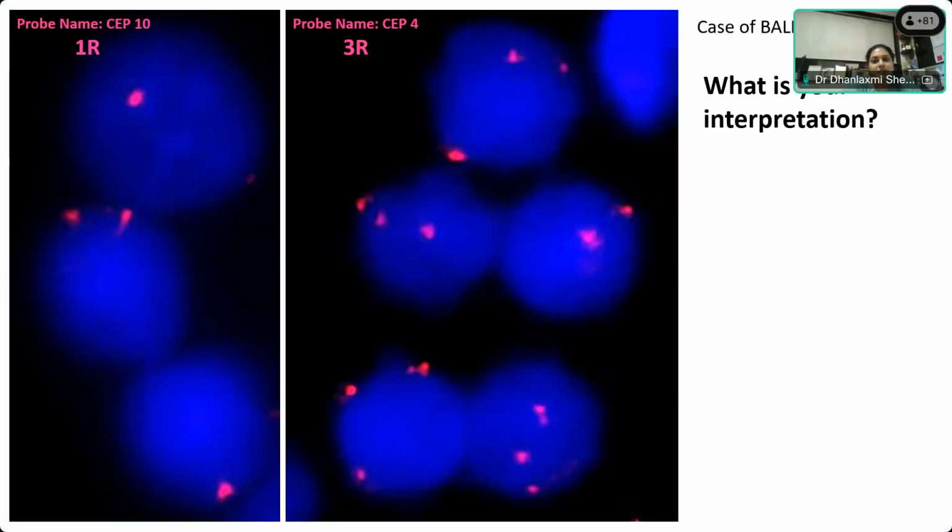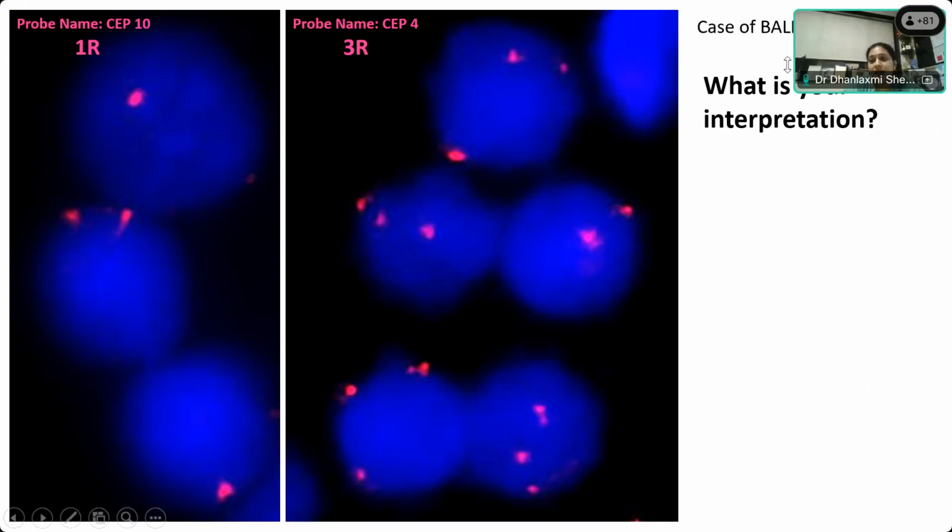Coming to this first image, on the left-hand side you can see these interphase cells with one red signal. The probe that we have used here is a centromeric probe for chromosome 10. And what I can see here is one red signal, right? I can just see one red signal.